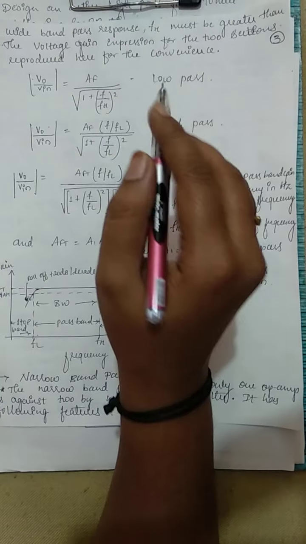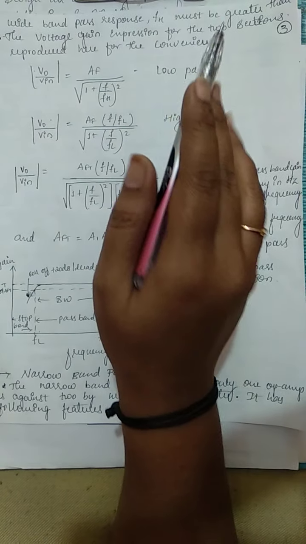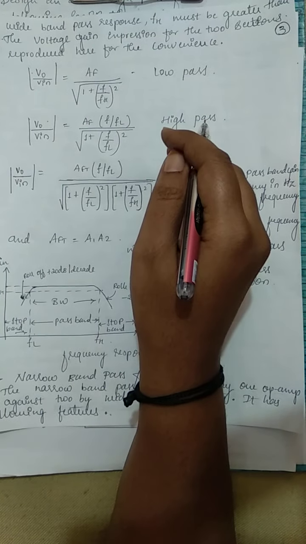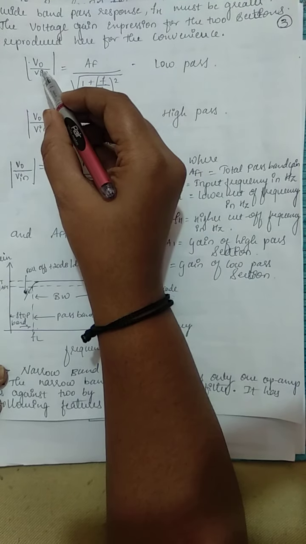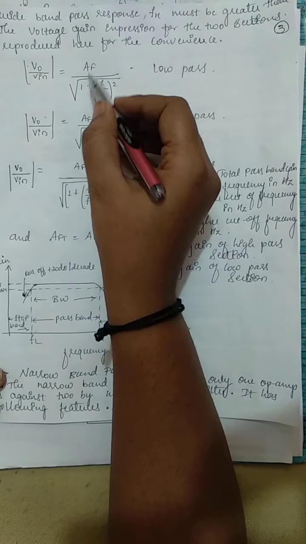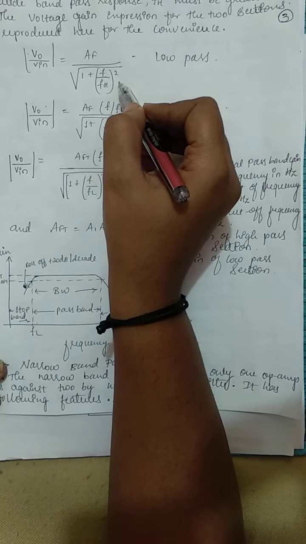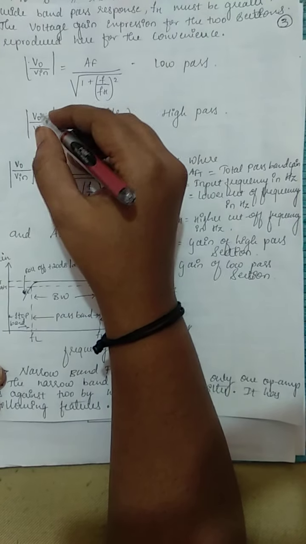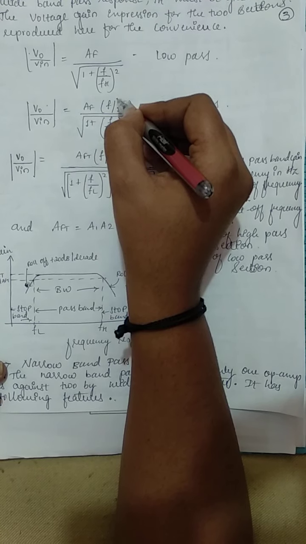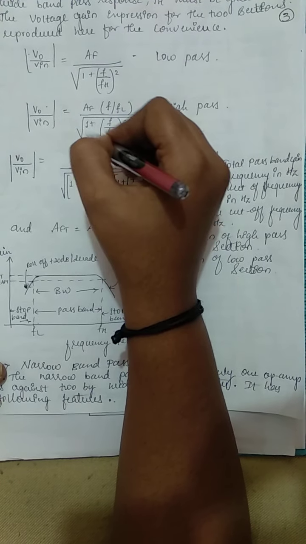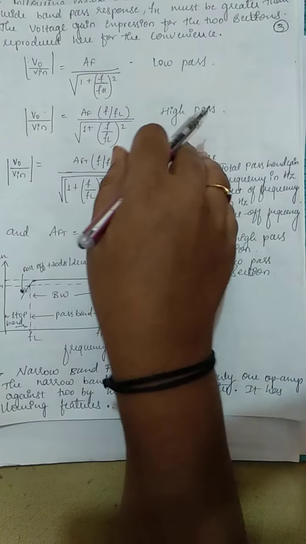For the wide band pass response, FH must be greater than FL. Then we will see the voltage gain expressions now. For the low pass, the magnitude of the gain is AF divided by the root of 1 plus F by FH the whole square. And for the high pass, the magnitude of the gain is AF into F by FL divided by the root of 1 plus F by FL the whole square.